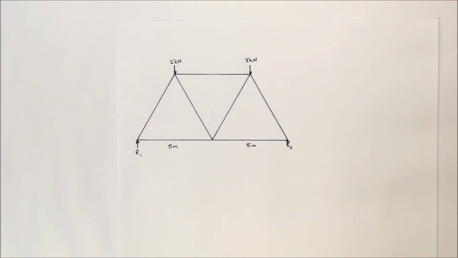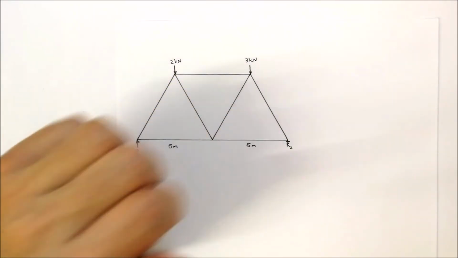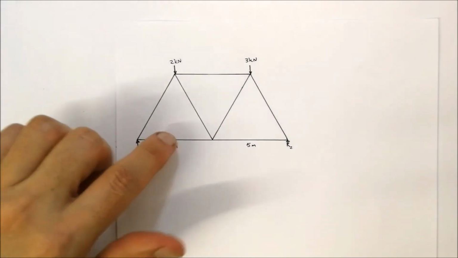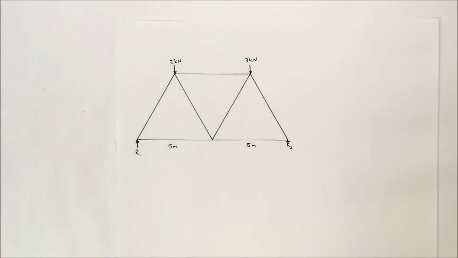With this type of problem, there's usually two things you've got to calculate. The one is, what are R1 and R2? And then the other thing is, what are the stresses, or at least the forces, that are experienced in each of these beams out over there.